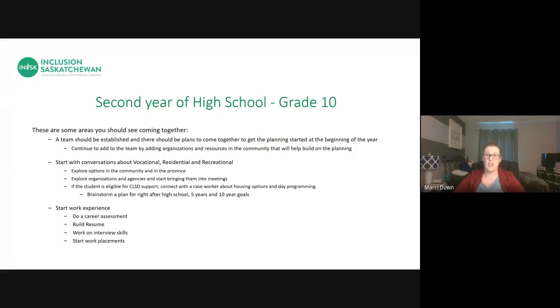Exploring community options in the province as well, and exploring organizations, agencies, anybody who can really be a part of that process, bringing CLSD in to start having those conversations about housing and day programs, doing some brainstorming for right after high school, 5 years down the line, and then 10 years down the line, because everybody's transition looks different.